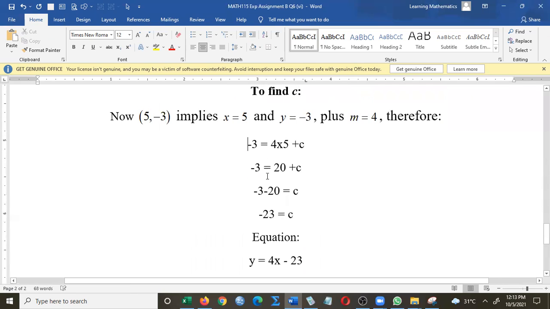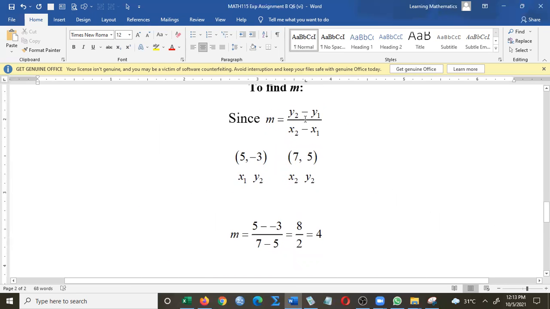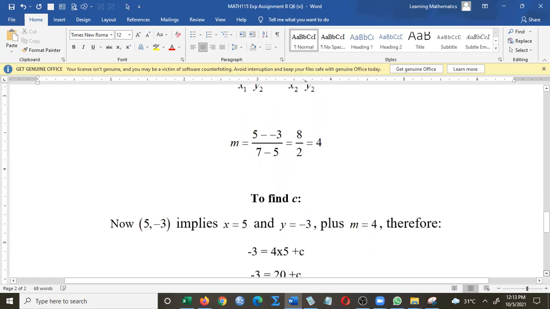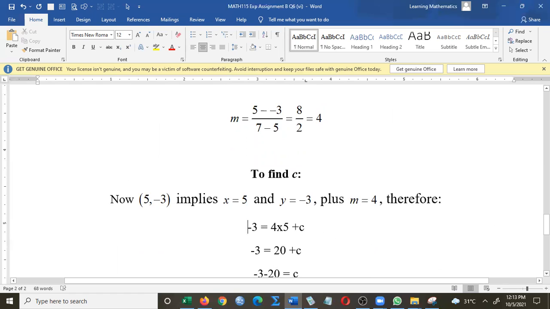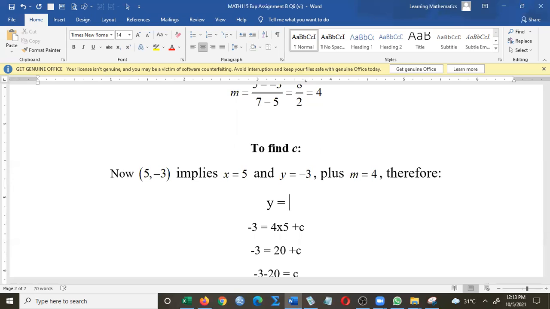All right. So in a nutshell, let's go over this. You first use the equation m is equal to y2 minus y1 over x2 minus x1 to find the gradient. That's 8 over 2, which is 4. 5 minus minus 3 is 8. 7 minus 5 is 2. And then we use a point. We use the gradient, and we use the equation y is equal to mx plus c. Let me write it there on top: y is equal to mx plus c.